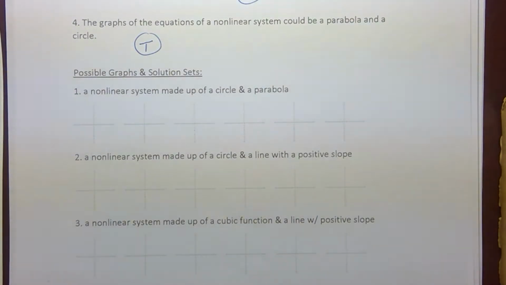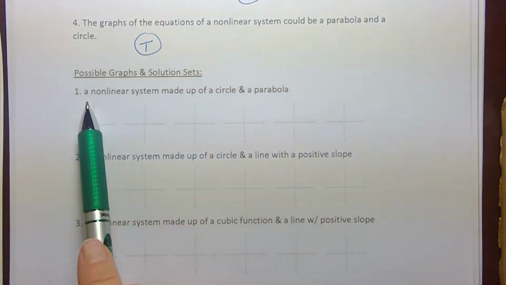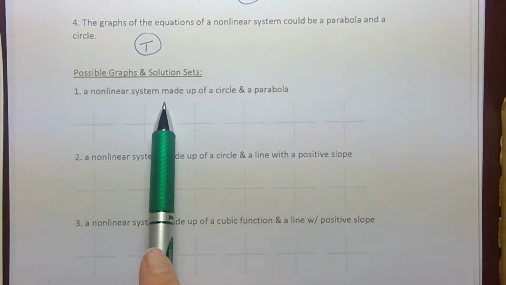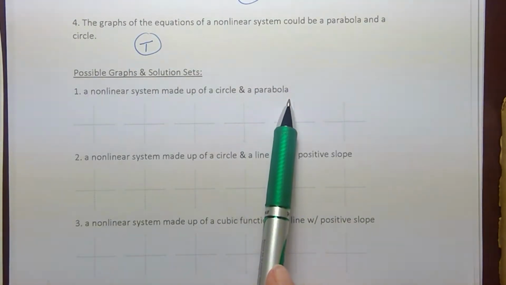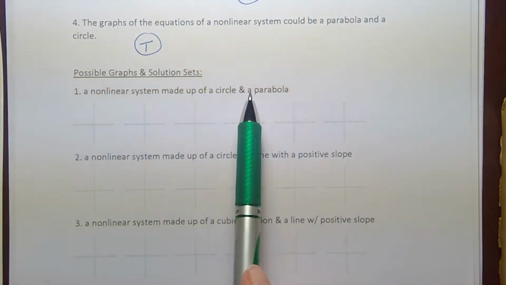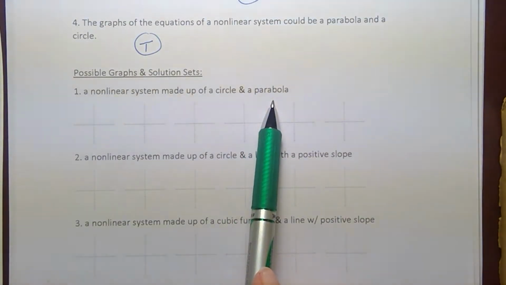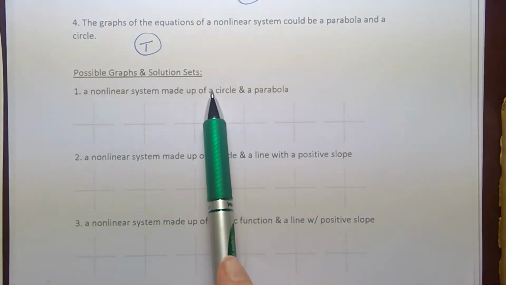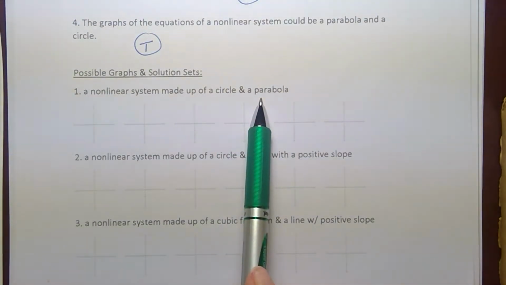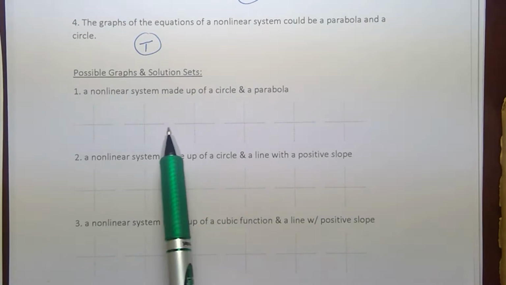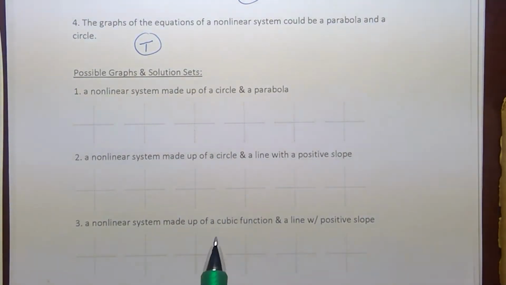Let's think about possible graphs and solution sets. What if we have a nonlinear system and the two equations in our system give us a circle and a parabola? Well, you know what a circle looks like and you know what a parabola looks like. We're going to think about the different ways those two could be graphed together. And I have a series of empty XY coordinate planes here for us to fill in. I may have more than enough.